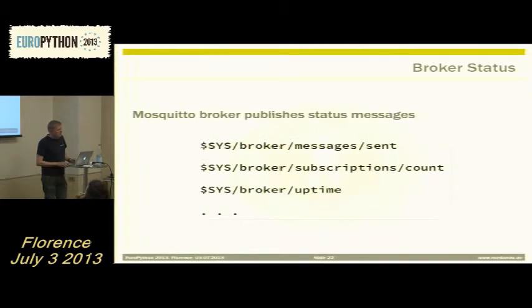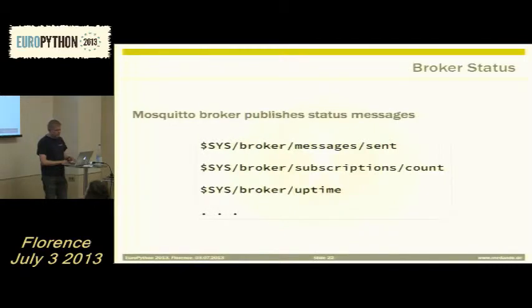The broker itself has a status interface. The status interface also works with messages with a certain topic. All topics that start with this are status messages. You can subscribe for status messages, and then you will get the information, for example, the number of messages that have been sent since the broker was started, or the number of subscriptions from clients at the current broker, or the uptime of the broker. And I don't know what else. I guess there are about 30 different status message types or topics.